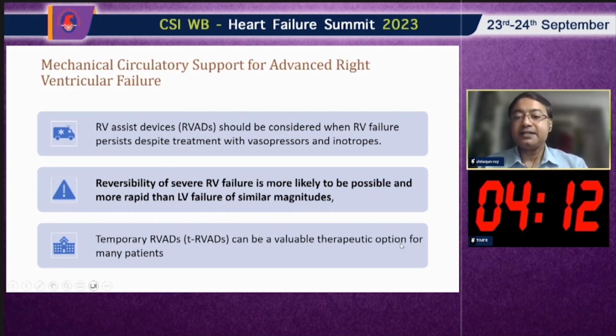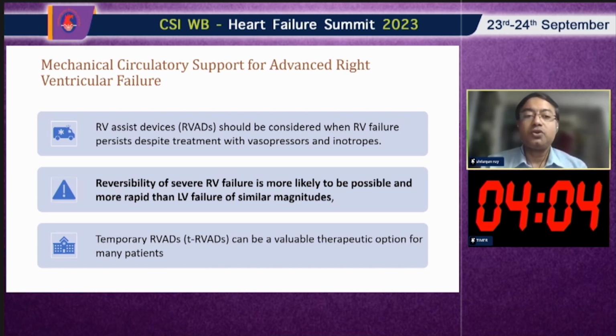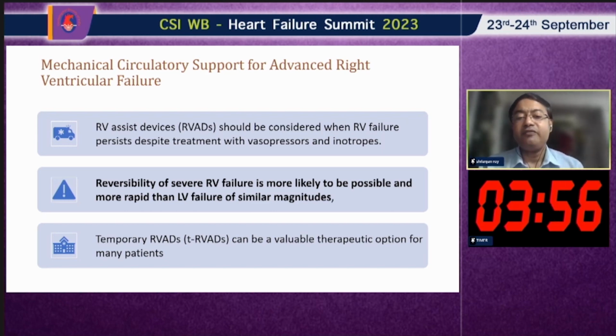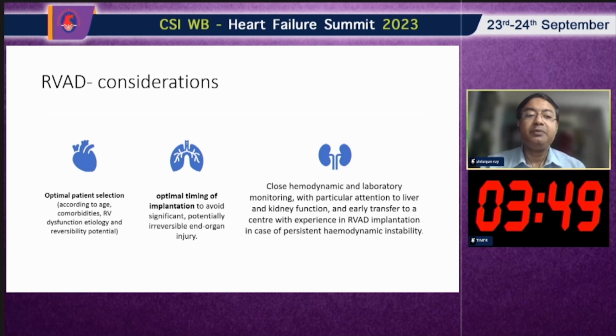Next is mechanical circulatory support in these cases. RV assist devices can be considered in advanced RV failure when the patient is not responding despite treatment with vasopressors and inotropes. And reversibility of severe RV failure, as you know, is more likely to be possible and more rapid than LV failure of similar magnitude. Temporary RVADs are also available. It can be a very valuable therapeutic option in many patients.